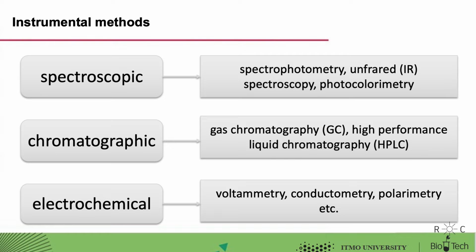Instrumental methods include a large number of different methods of analysis, which are based on various physical, physicochemical, and electrochemical processes. The main groups of methods used to determine biologically active substances are spectroscopic methods based on the interaction of the analyte with electromagnetic radiation, chromatographic methods based on the distribution of the substance between the mobile and stationary phases, and electrochemical methods based on the use of the electrolysis process.